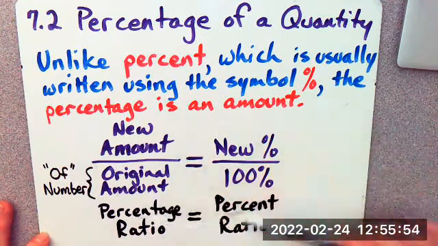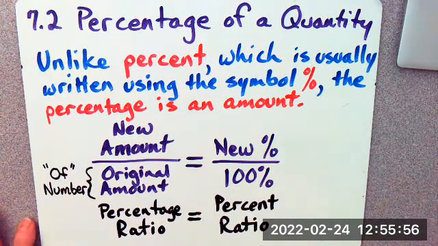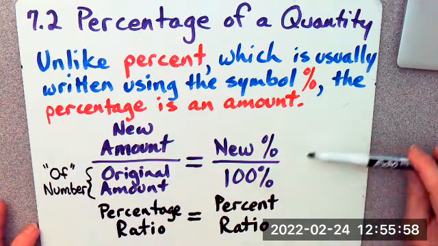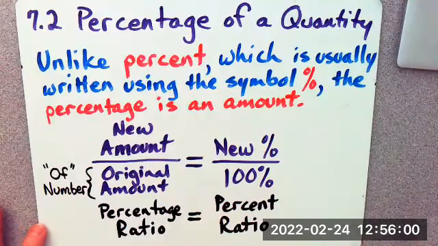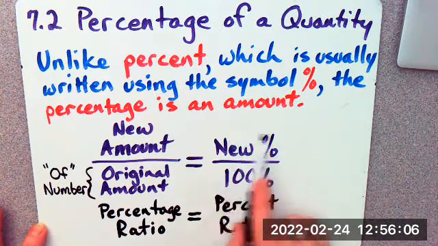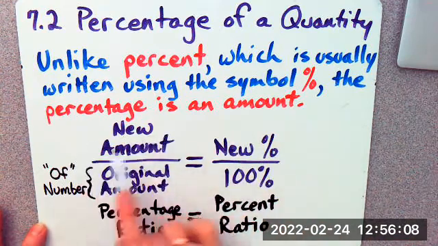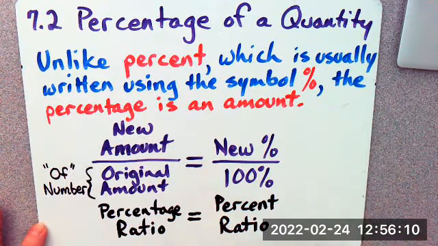So one equation that rules all equations in percent is this one. It's just a proportion. We want to do a percentage ratio equals the percent ratio. So percents go on this side, amounts go on this side. So we always compare the original amount to 100%. It's also considered the "of" number.